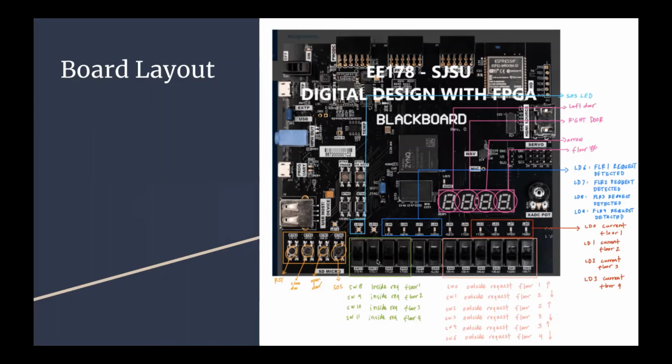Then we start from this green box highlighted, going from switch 8 to switch 11. Switch 8 would be the request going from inside the elevator to go to floor 1. Switch 9 would be the request to go to floor 2. Switch 10 would be to go to floor 3. And lastly, the switch 11 will be the inside request to go to floor 4.